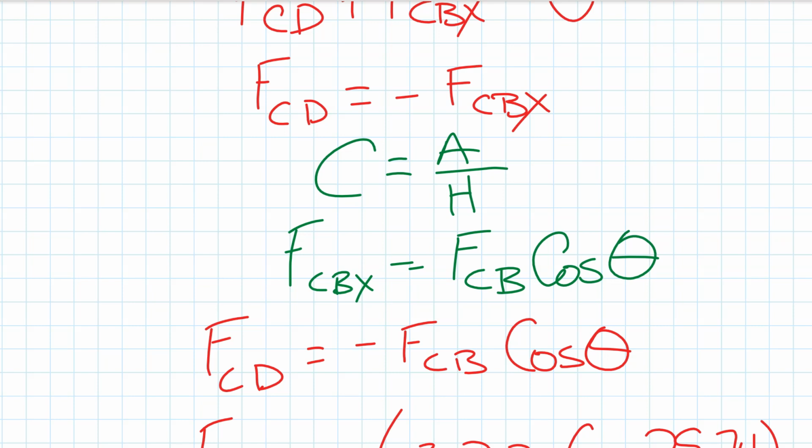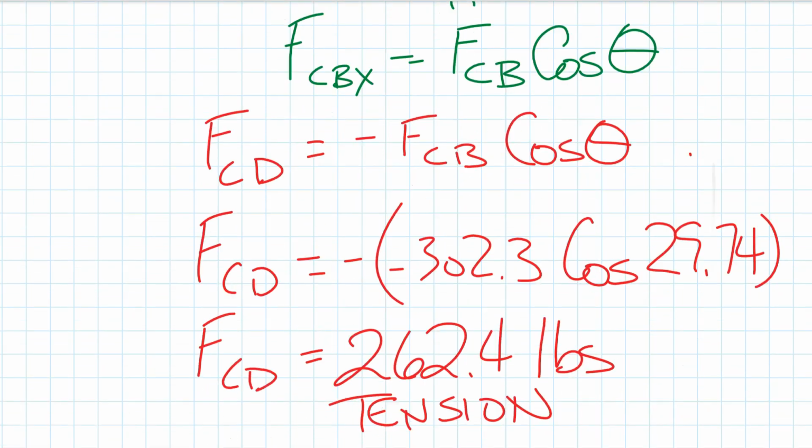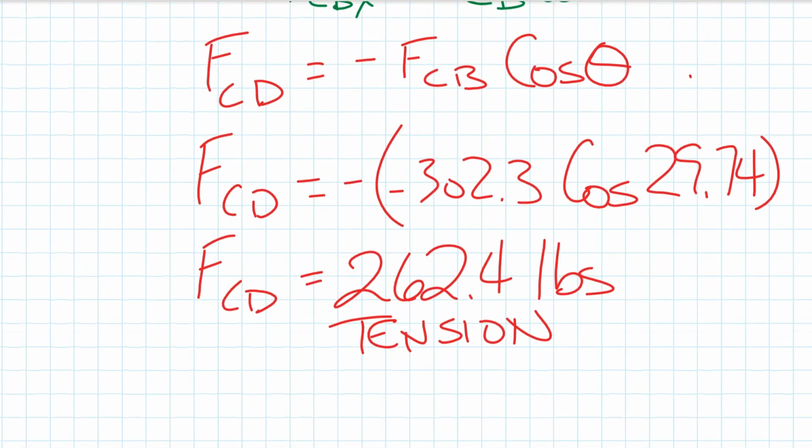It's good to draw pictures of triangles as you do this. I switched to green to show you that cosine is equal to the adjacent divided by the hypotenuse, and we are solving for the adjacent. So that means that the force on member CB, the hypotenuse, times cosine theta, is equal to that force in the x direction. So I replace CBX with this term, and then we plug in our numbers and we get this value, and it ends up being positive because the negatives cancel out, and we know that that member is under tension. We're almost there.